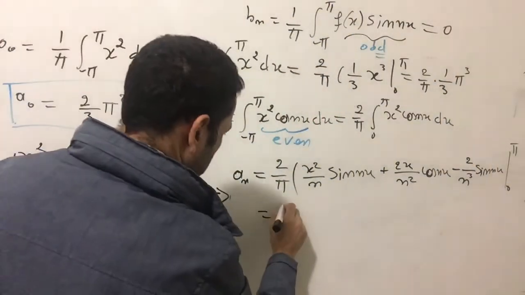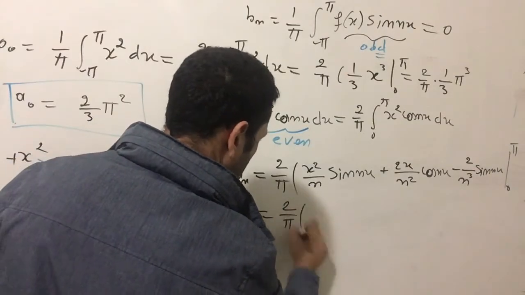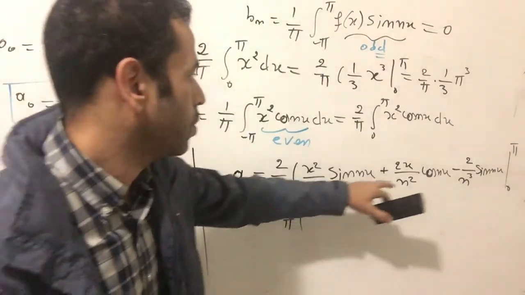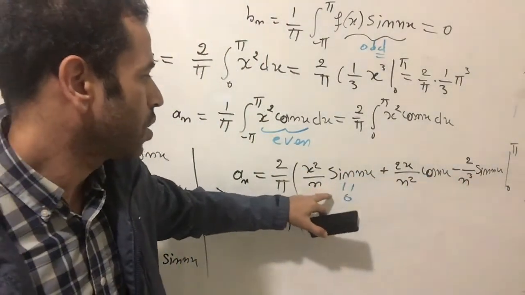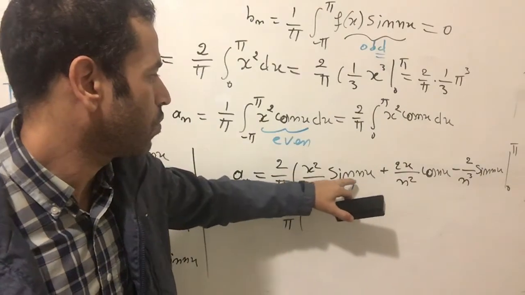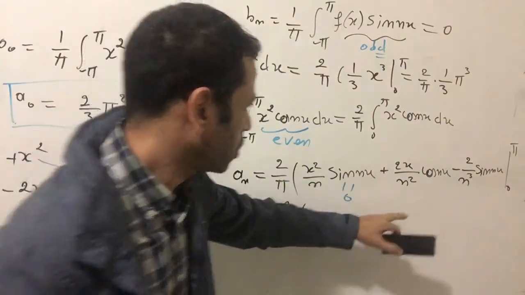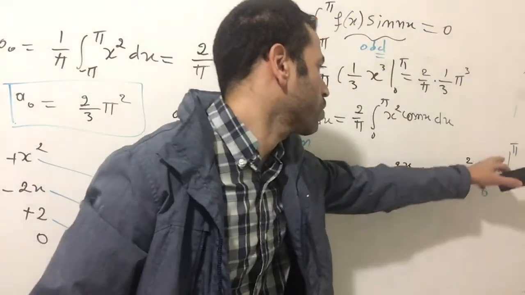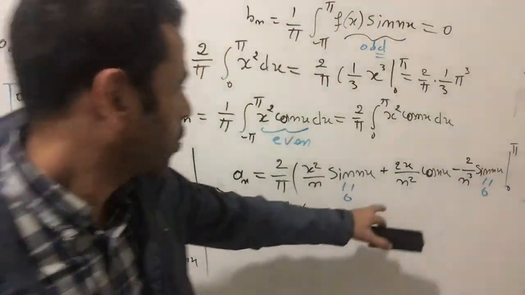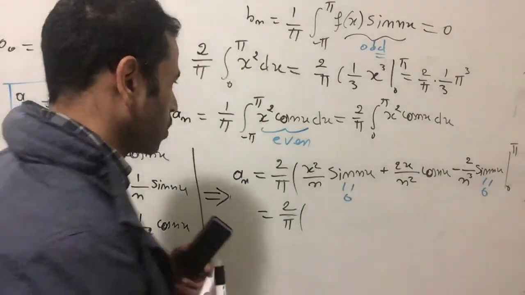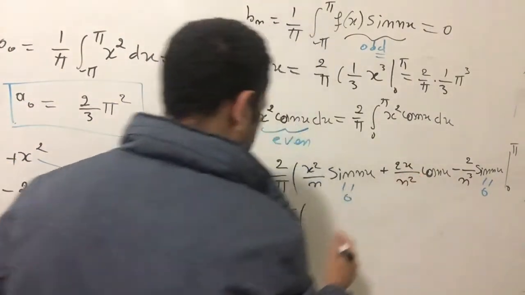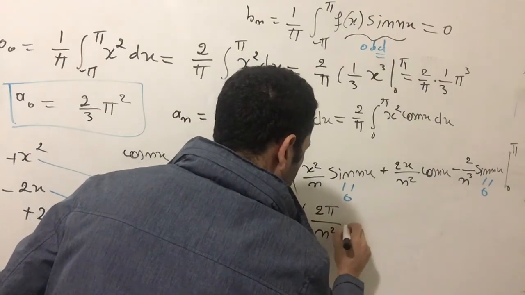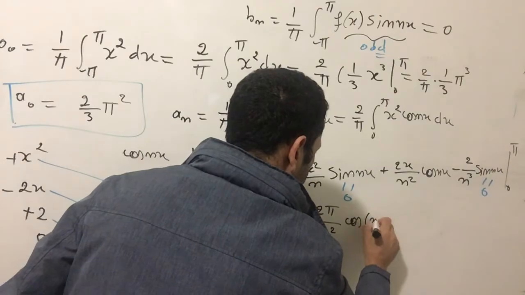I'm going to evaluate this one. We put 2 over pi outside. The first term equals 0 because sine of n pi is 0. The last one equals 0 as well because sine of n pi equals 0. What's left is this one: if you replace pi here, it gives us 2 pi over n squared multiplied by cosine n pi.